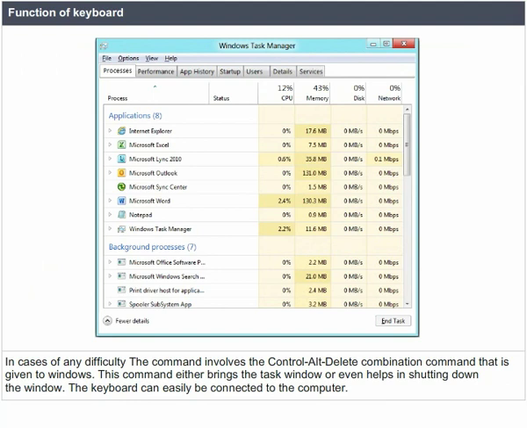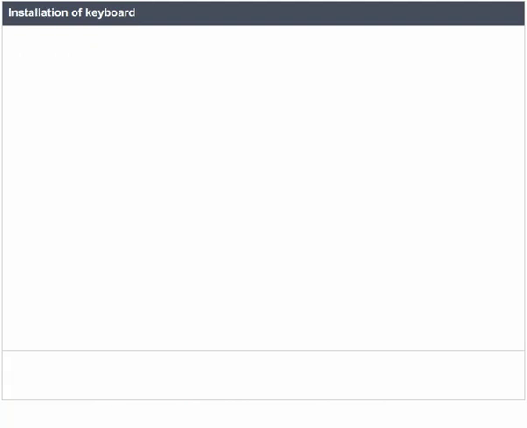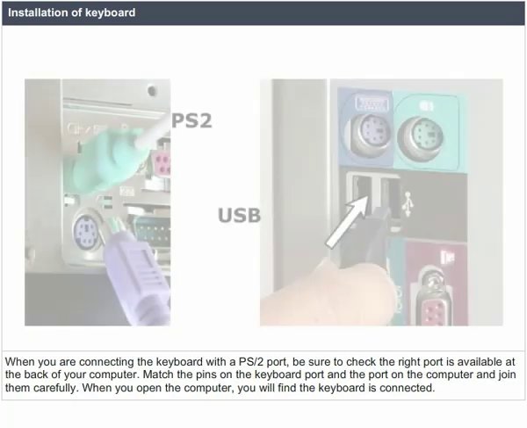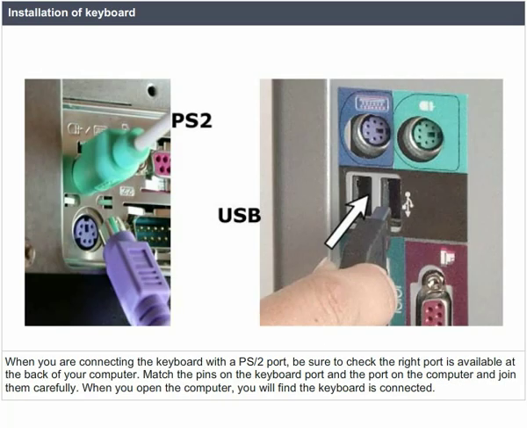Installation of a keyboard. Installation of PC computer keyboard is done either through PS2 port or USB connection. While connecting the keyboard by PS2 connection, you must ensure that the computer is off. While installing the keyboard by USB port, you can keep the computer either off or on. When you're connecting the keyboard with the PS2 port, be sure to check the right port is available at the back of your computer. Match the pins on the keyboard port and the port on the computer and join them carefully. When you open the computer, you will find the keyboard is connected.